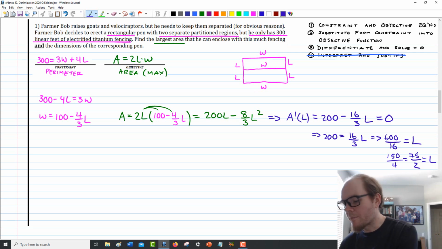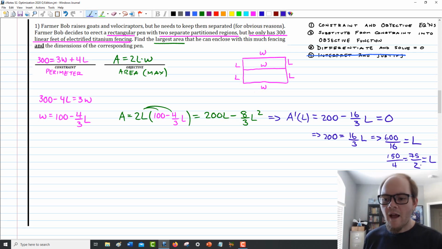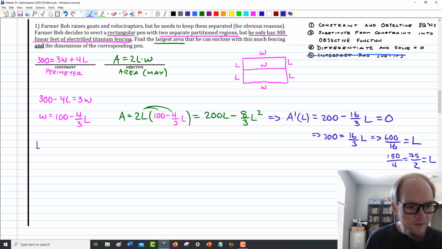Yeah, it is right. It's just annoying. Okay, so we've got our L value, so we can go back over here and proceed. We found that L has to be 75 over 2. Given that, we can calculate our W value.